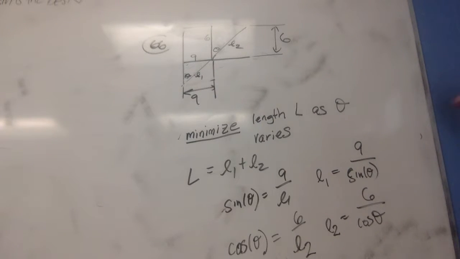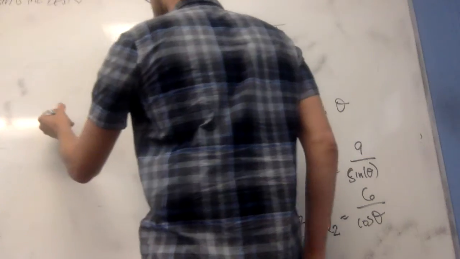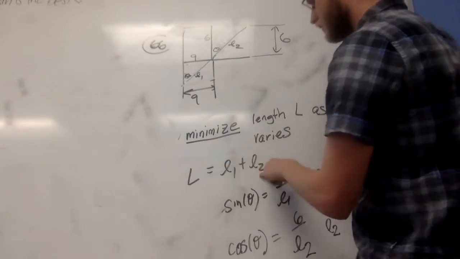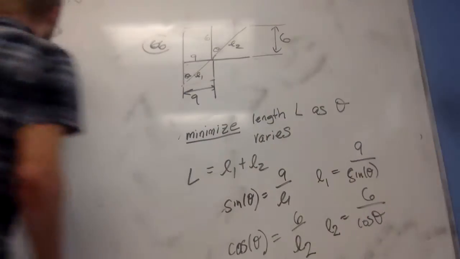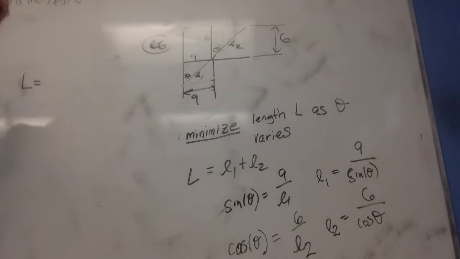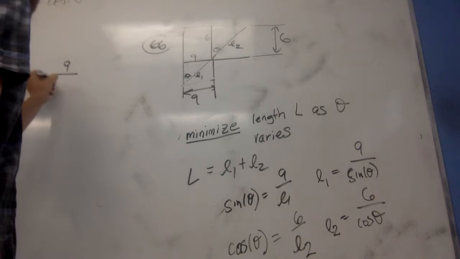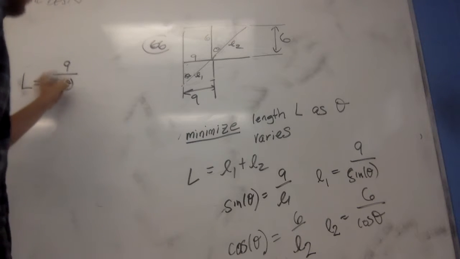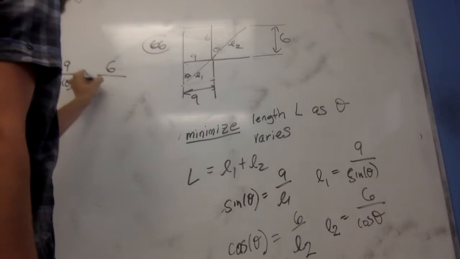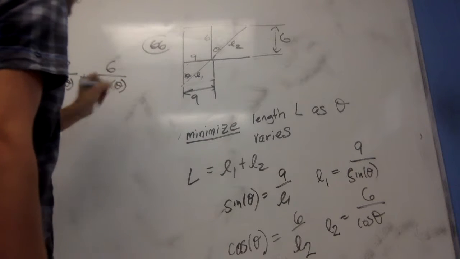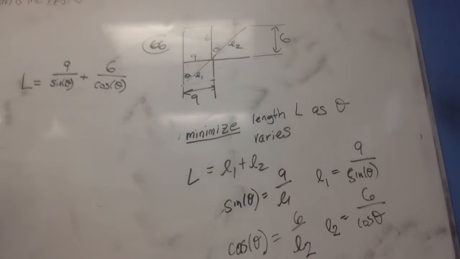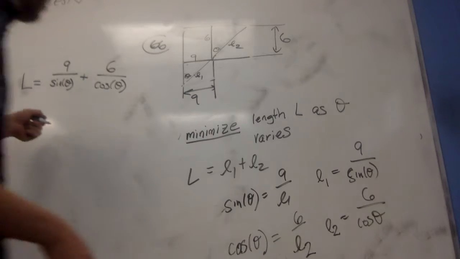So now we can plug everything into this formula. So let me go over to this side. So L is equal to 9 over sine theta plus 6 over cos theta. And that's the thing you want to find the derivative of and set equal to 0 and all that good stuff. This looks a little bit tricky. You might end up having to do it on the calculator. I'm not sure we can get an exact answer. Let's take a look and see.